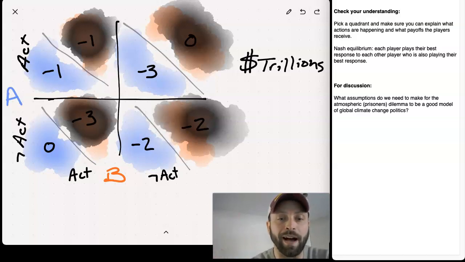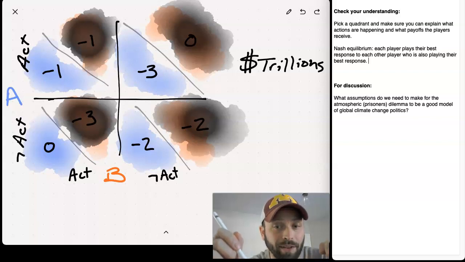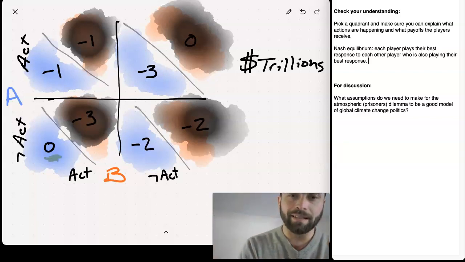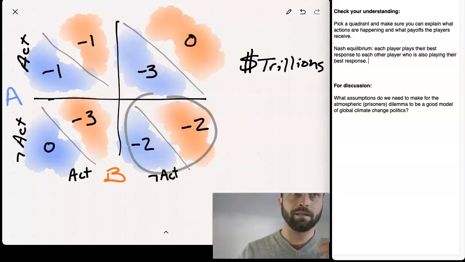Okay, so if I don't act and player B acts, I lose 0. And if I don't act and player B doesn't act, I lose $2 trillion. So it looks like the best thing for me to do is to not act, because regardless of what player B does, I'm going to lose less if I don't act. 0 is less than -1, and -2 is less than -3. So my best response is here.